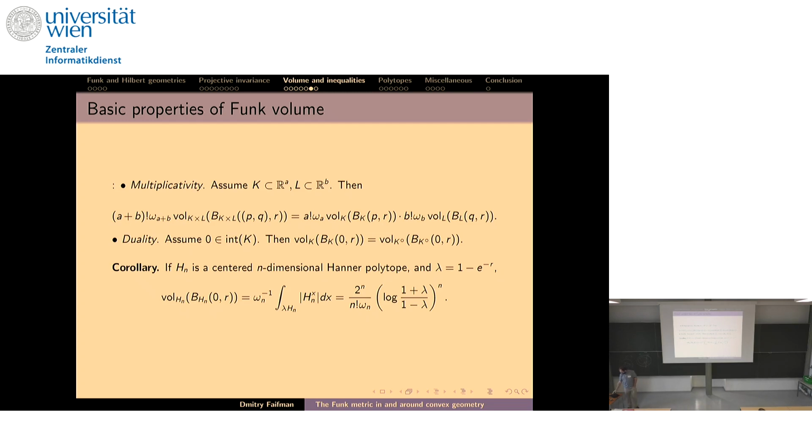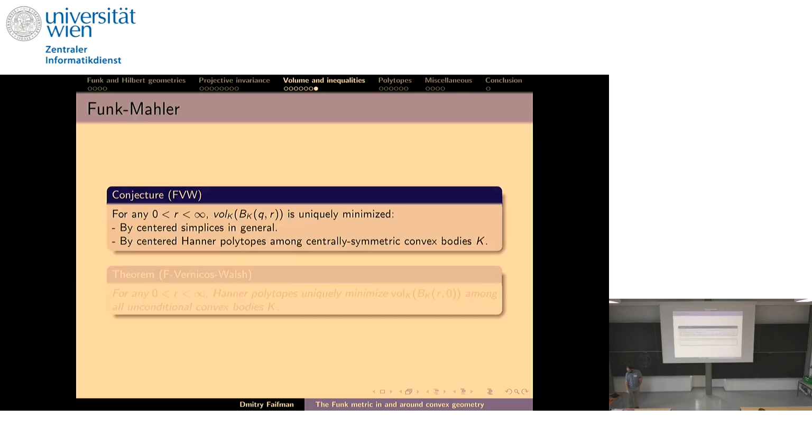And so it's natural to conjecture that for any fixed radius, this volume is uniquely minimized by simplices in general or by centered Hanner polytopes among centrally symmetric convex bodies. So notice that, at least in general, I don't need to say anything about Q, because if Q is not chosen to be the minimum point, then it's only larger.